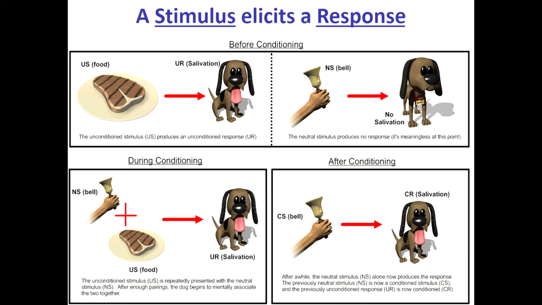Conditioning is the process of learning, the process of association, the process of pairing the neutral stimulus with the unconditioned stimulus. So when Pavlov fed his dogs, he rang the bell and simultaneously presented the food. What would the dogs do? Well, naturally, the dogs would salivate. The unconditioned stimulus is presented with the neutral stimulus. Over time, after enough pairings, the dogs begin to mentally associate the two together.